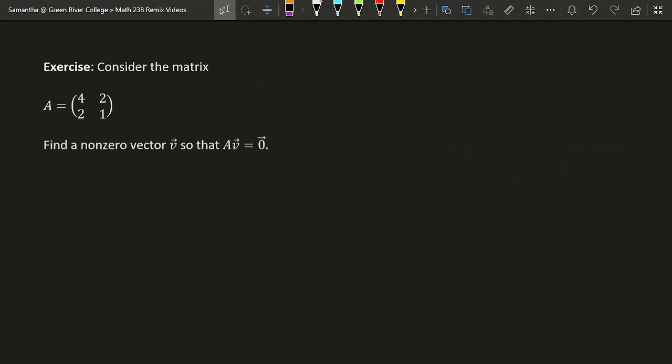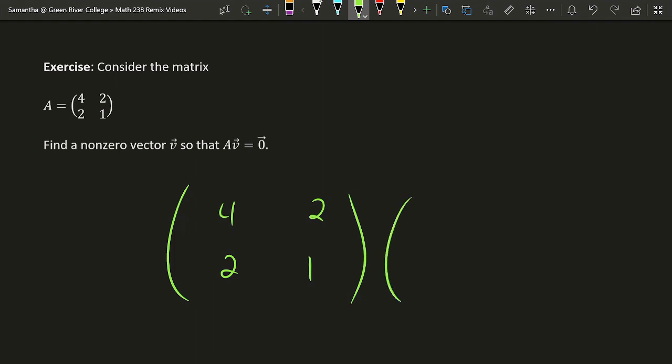Let's mix up the question a little bit. In this case, I know what my matrix A must be. My matrix is 2, 4, 2, 1. I would like to multiply that by a non-zero vector v, and I would like the result to be equal to 0, comma, 0.